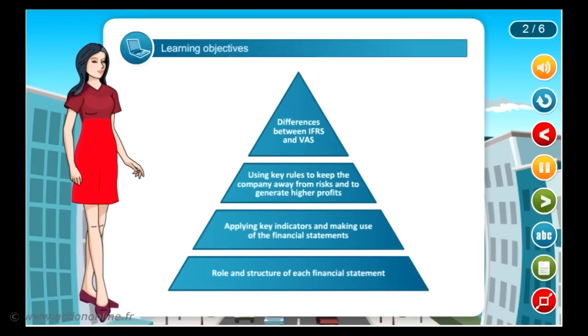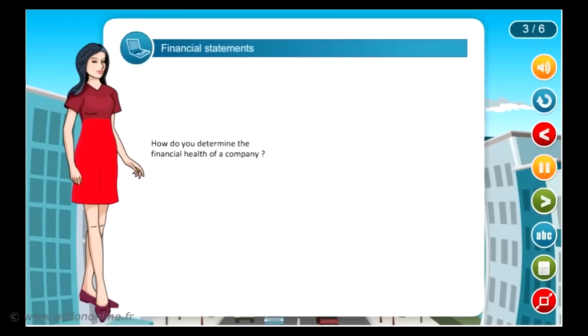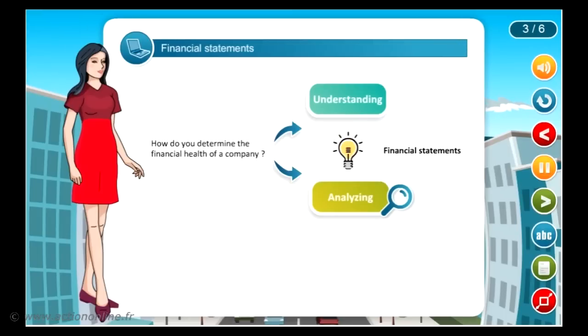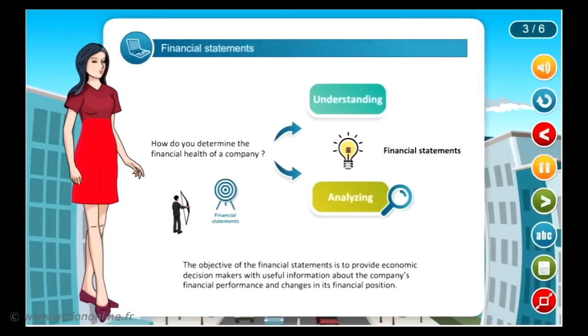prepared under VAS. As a financial manager, you must determine the financial health of a company to assess its ability to operate and develop new projects. The most official and effective way is by understanding and analyzing its financial statements. The objective of the financial statements is to provide economic decision-makers with useful information about the company's financial performance and changes in its financial position.